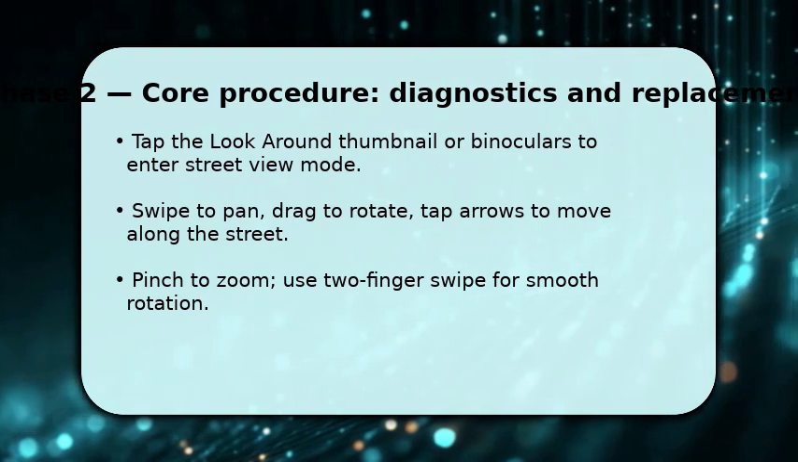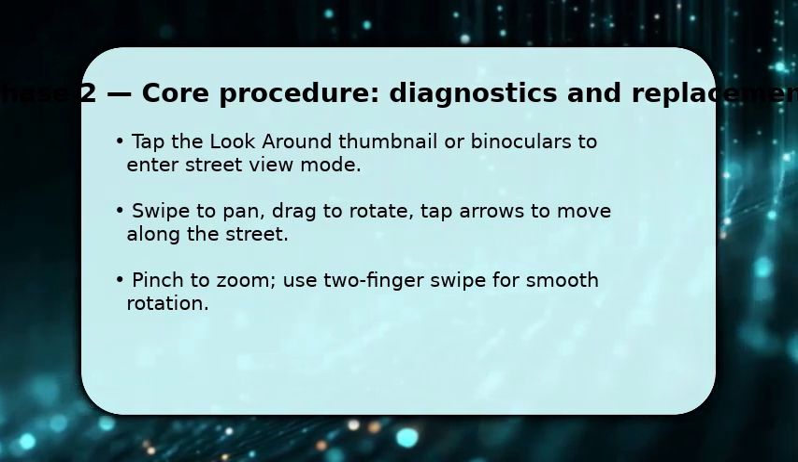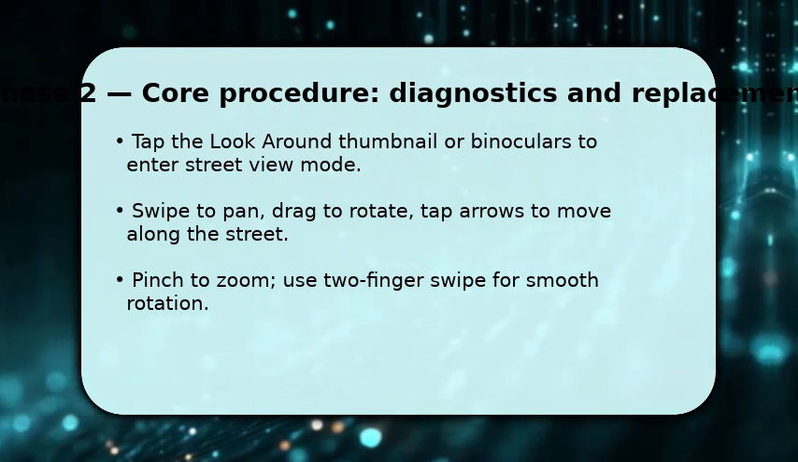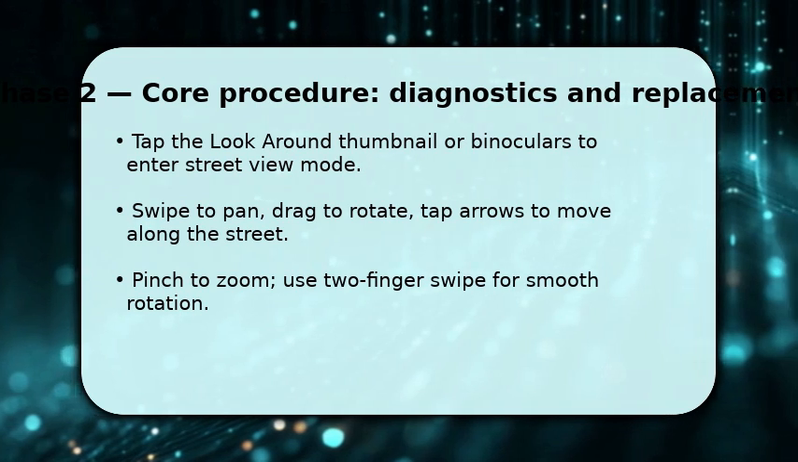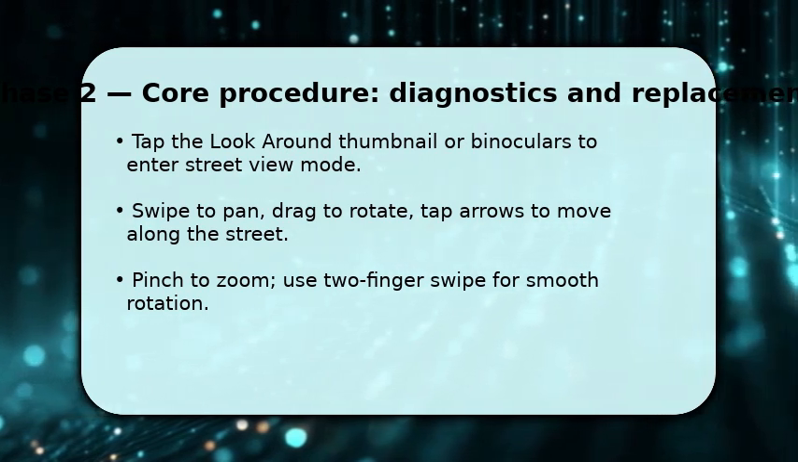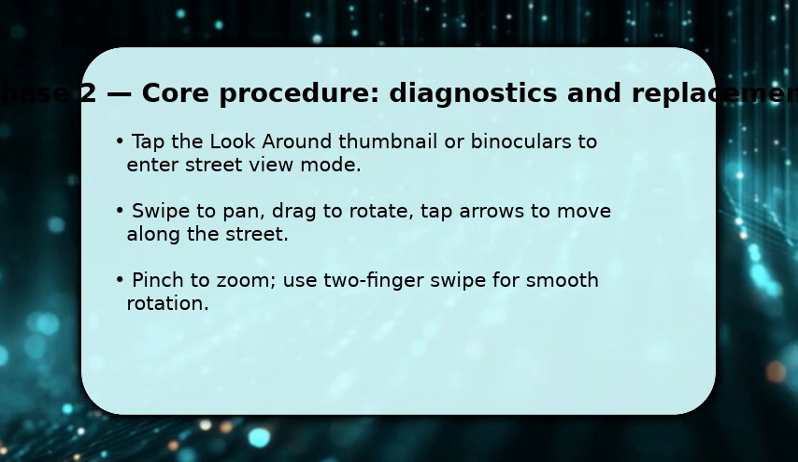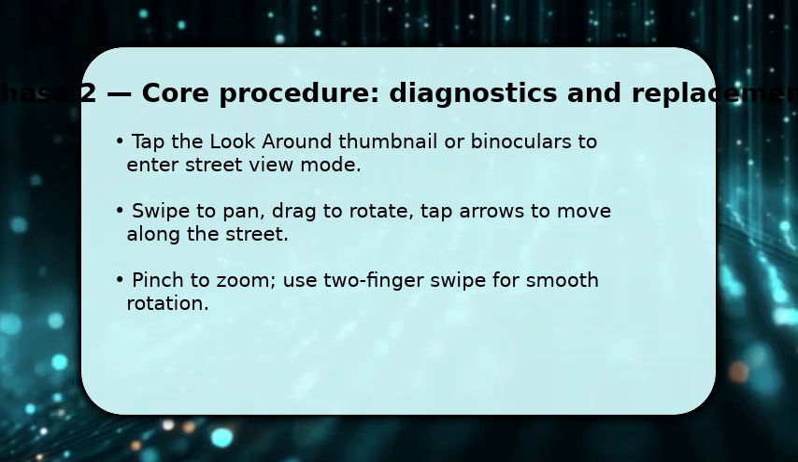You can pan by swiping and rotate by dragging across the screen. This is how you inspect details up close. Tap the forward arrows on the road to travel along the route and pinch to zoom when you need tighter detail. This helps spot signs or storefronts.